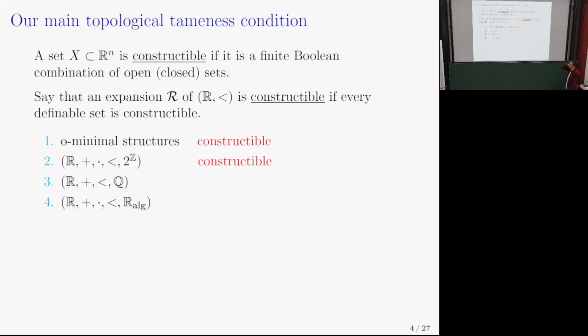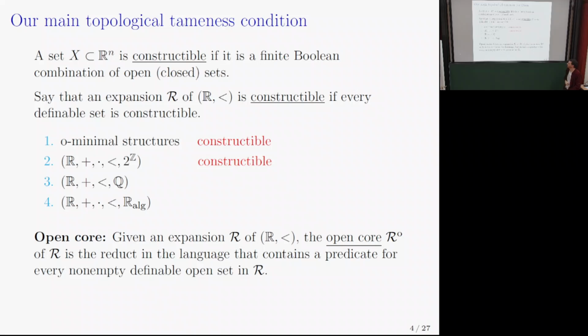So we cannot hope for constructibility, but what we can do is look at something called the open core. Now, given an expansion of the real line, the open core is the reduct in the language that contains a predicate for every non-empty definable open set in R. What's a reduct? So it's a subclass of all definable sets that themselves form a structure. Right? So you have the field of reals, you take away multiplication, then you have the reduct, which is just addition and the order. Right?